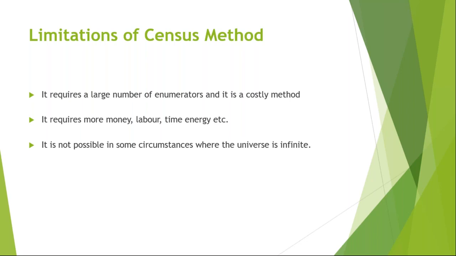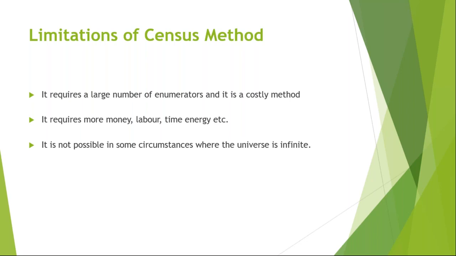Okay, so more money is required, more labor, and it consumes time and energy. Then it is not possible in some circumstances where the universe is infinite. Of course, when the population is infinite, it's uncountable, so the census method cannot be used. So you see that the census method is only limited to a finite population. Anything outside that, the census method is not applicable. Right? So those are the three major limitations of the census method.